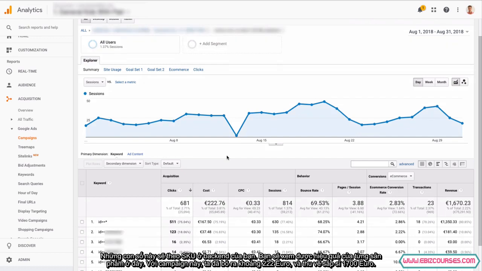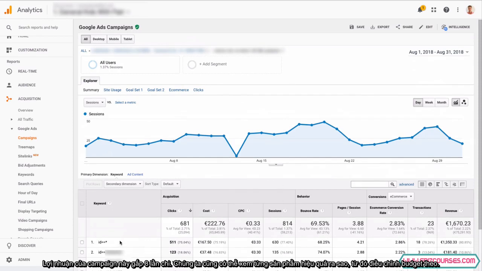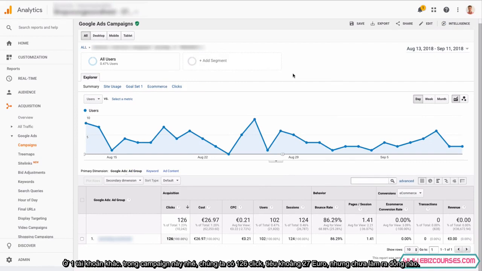For this particular campaign, we can see that the cost was 222 euros, and we made back around 1,600. That's very good for this advertiser. We made back almost 8 times that cost. So you can also look at the different keywords or the different products to see how they performed and adjust your approach accordingly. Here we see a different account, and we are in a particular campaign, and we can see the different ad groups.